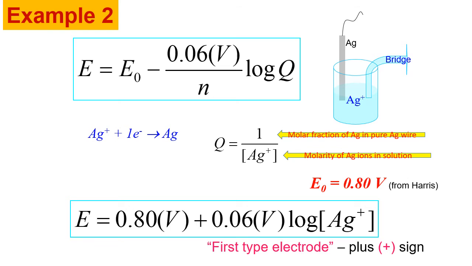Now our reactant is silver ion in solution, so it will be the molarity of silver ions in solution. Now E0, again from the reference book or from Harris, is 0.80 volts. So the resulting equation will be potential equal to 0.80 volts plus 0.06 volts multiplied by log of silver ion molarity. This is the so-called first type electrode. We have a plus sign before the log of concentration.